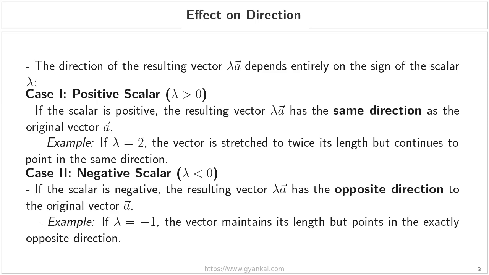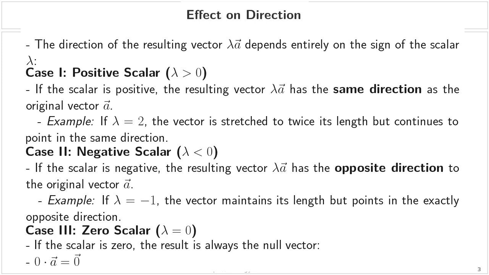Next, we have case 2, a negative scalar where lambda is less than 0. This is a crucial point to remember. If the scalar is negative, the resulting vector, lambda vector A, will point in the opposite direction to the original vector. To visualize this, imagine if lambda equals -1. In this scenario, the vector maintains its original length, but it flips to point in the exactly opposite direction.